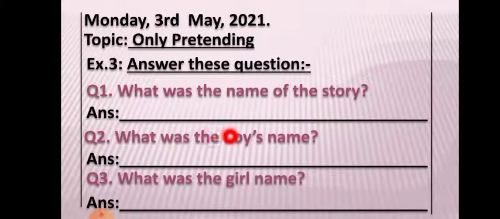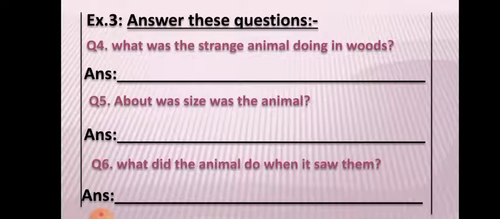Question number 2, what was the boy's name? Answer is the boy's name was Peter. Question number 3, what was the girl's name? The girl's name was Mary. Question number 4, what was the strange animal doing in woods? So the answer is it was scratching insects and gobbling them up. Question number 5, about what size was the animal? It was the size of a rabbit.